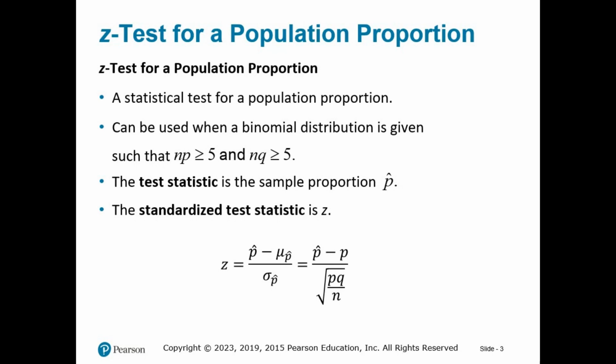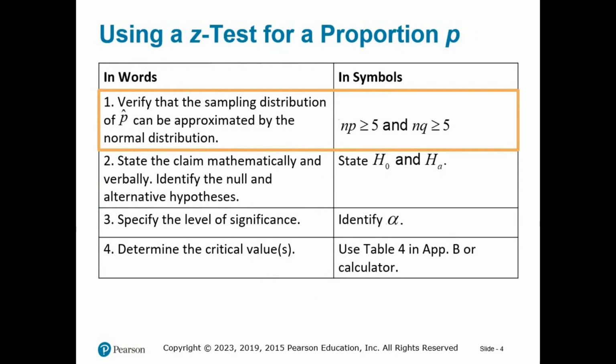Let's go through in words and symbols how to use a z-test for a proportion P. First of all, we need to make sure that the sampling distribution can be approximated by the normal distribution. We do that by testing those products, NP and NQ, and make sure they're both greater than or equal to 5. If those check out, we can proceed.